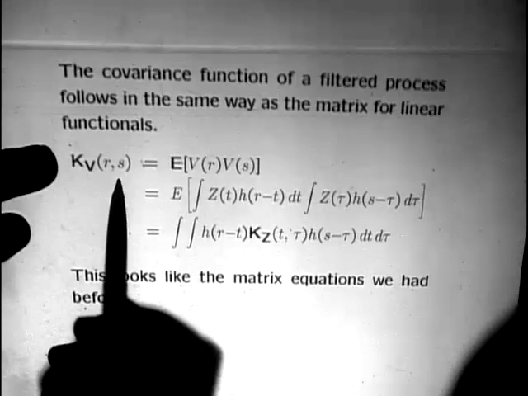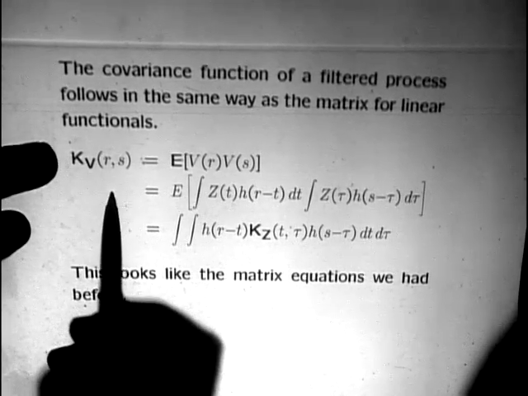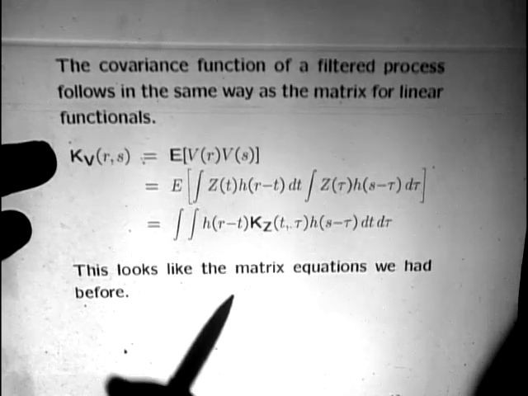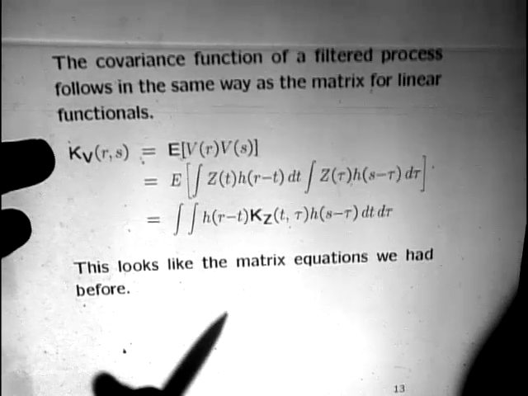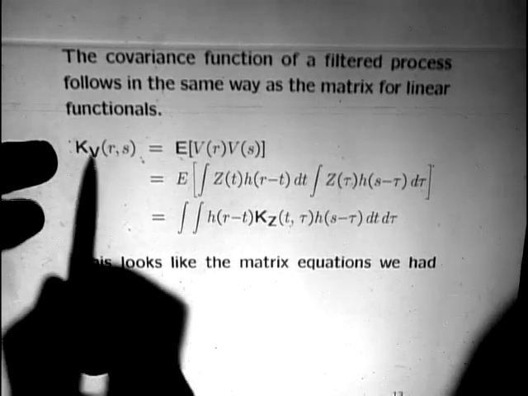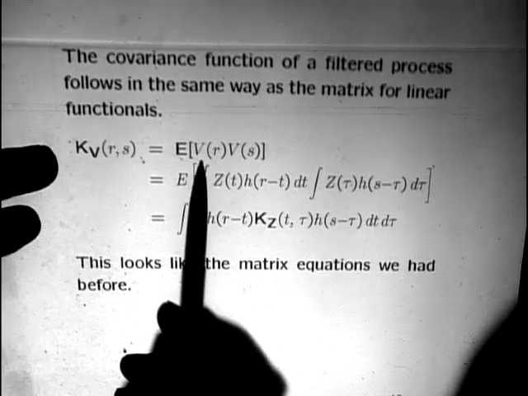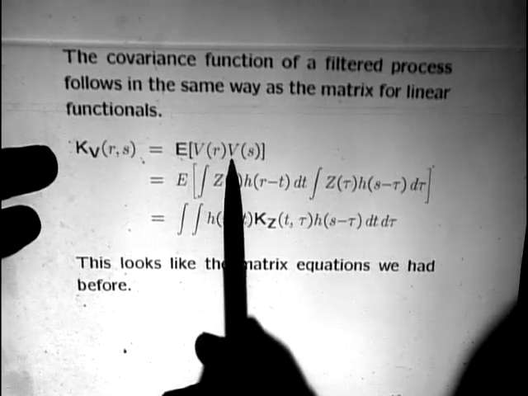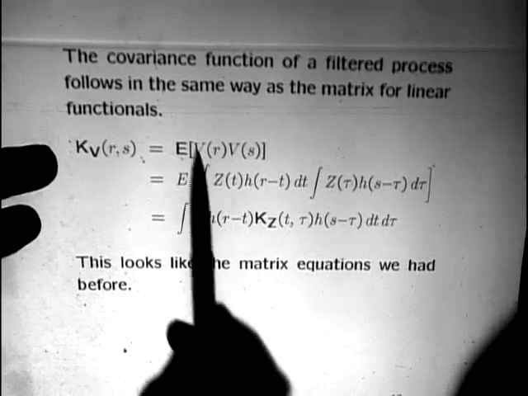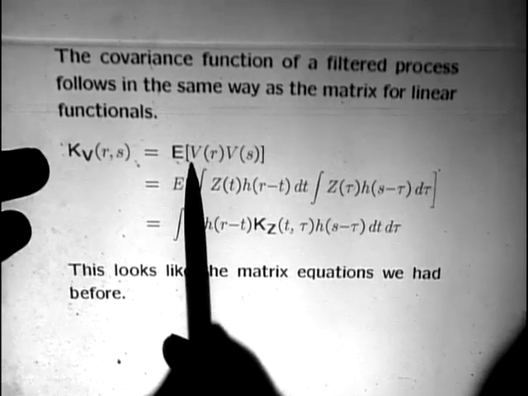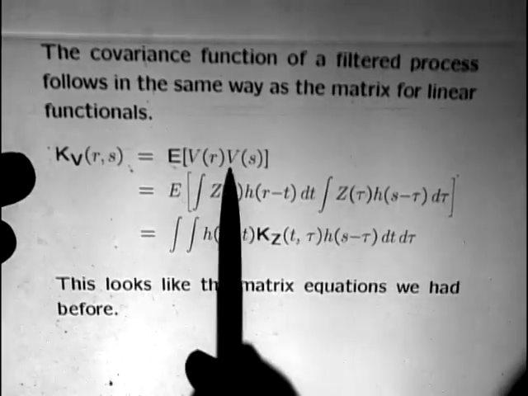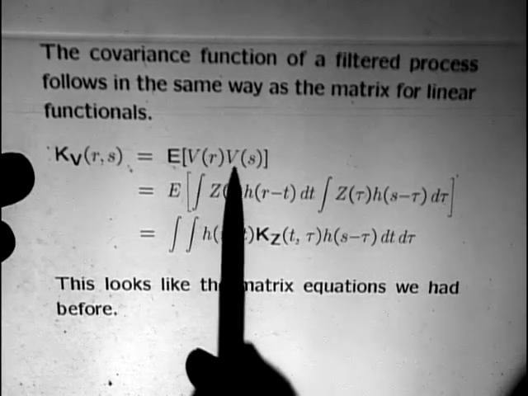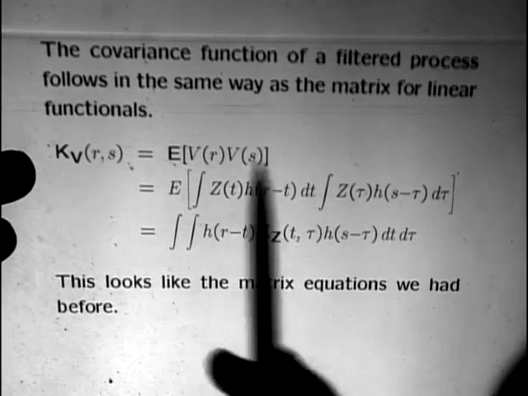One of the nasty things about notation when you start dealing with the covariance function of the input and the output to a linear filter is you suddenly need to worry about two times at the input and two other times at the output. Because this thing is then the expected value of V sub R times V sub S. This is a random variable, which is the process V evaluated at time R. This is the random variable, which is the process V evaluated at a particular time S.